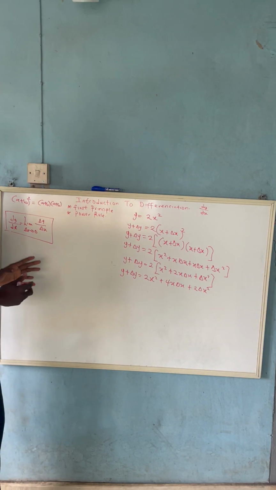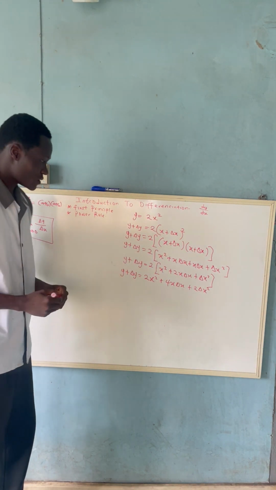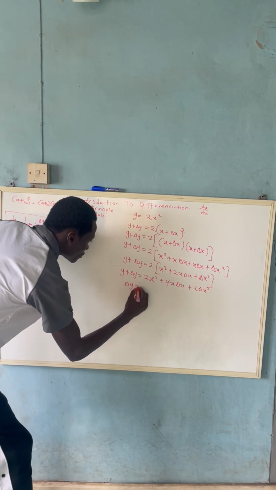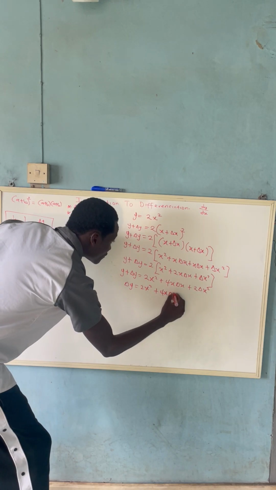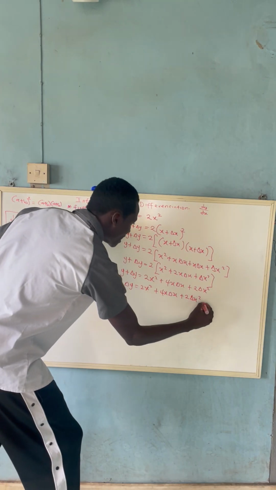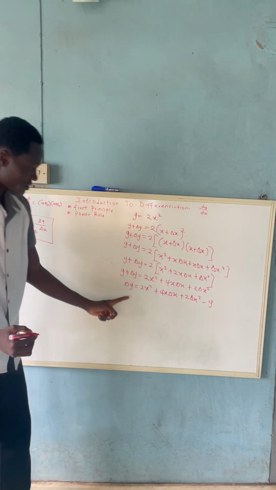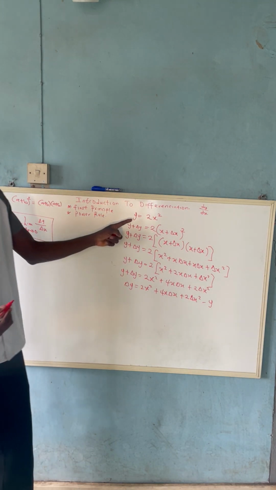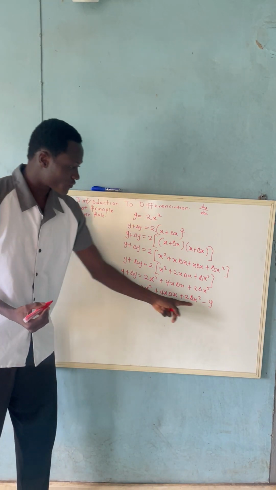Now, I know that I can make change in y the subject of the formula here by taking y to the other side of the equation. So what are we going to have? We are going to have change in y is equal to 2x squared plus 4x change in x plus 2 change in x squared minus y. Remember, we'll carry y to that side. We are making change in y the subject of the formula. So from this point, we know what y was originally from the function. y is equal to 2x squared. So we are going to replace y with 2x squared.